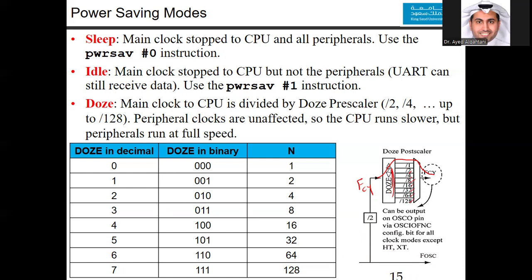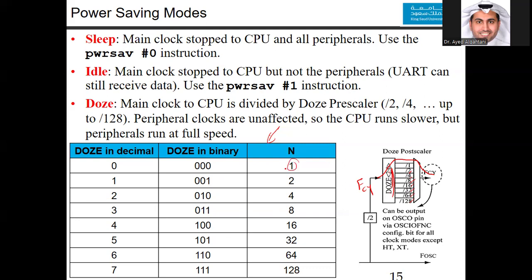If you go to the special function register or simply look at this table, you could say that if your doze in decimal is 0, you have from 0 to 7, so that's 8 options specified in binary from 0, 0, 0 to 1, 1, 1, since we have 3 bits. Now, if in the code you write down that the doze is equal to 0, 0, 0, meaning n is equal to 1.